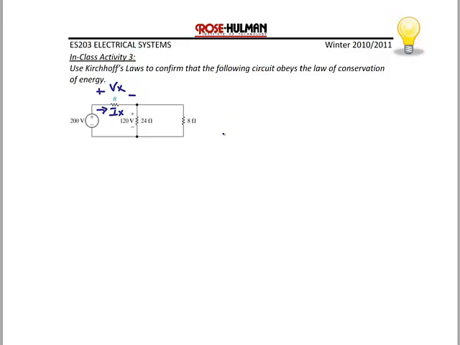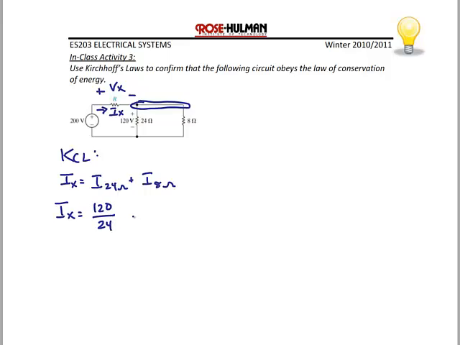Ix. And then I'm going to write a KCL equation at this top right node. The KCL equation is going to be Ix, the current coming into the node, equals the current going out through the 24 ohm resistor plus the current going out through the 8 ohm resistor. Helpful, but not very. So a better way to write this would be that Ix is equal to the voltage across the 24 ohm resistor, which is 120, divided by the resistance, which is 24. That's Ohm's law, plus the voltage across the 8 ohm resistor.